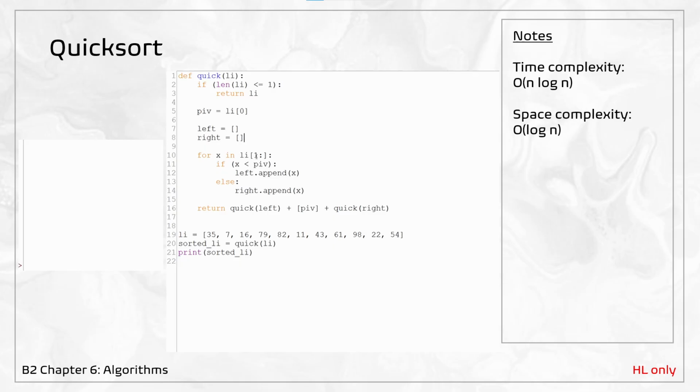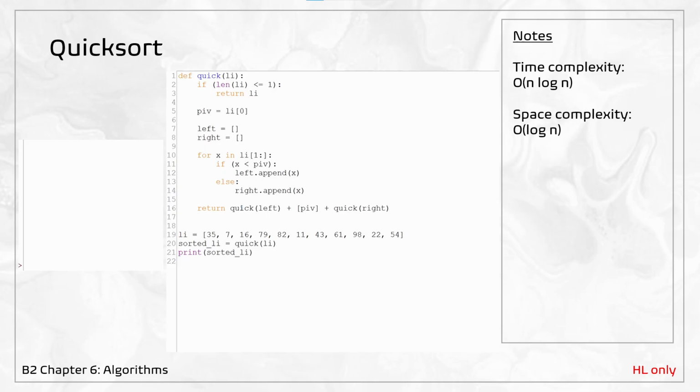So here, we start from the first element of the list with this 1 colon notation, and inside of here, we compare each value of the list to the pivot. And here, if it's less than the pivot, then we put this x into the left list, and if not, meaning that x is greater than the pivot, then we put it into the right list. And finally, we have our recursive statement.